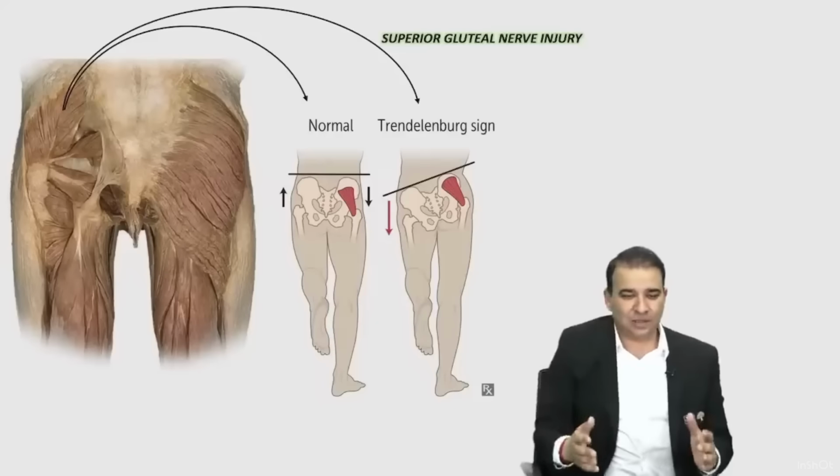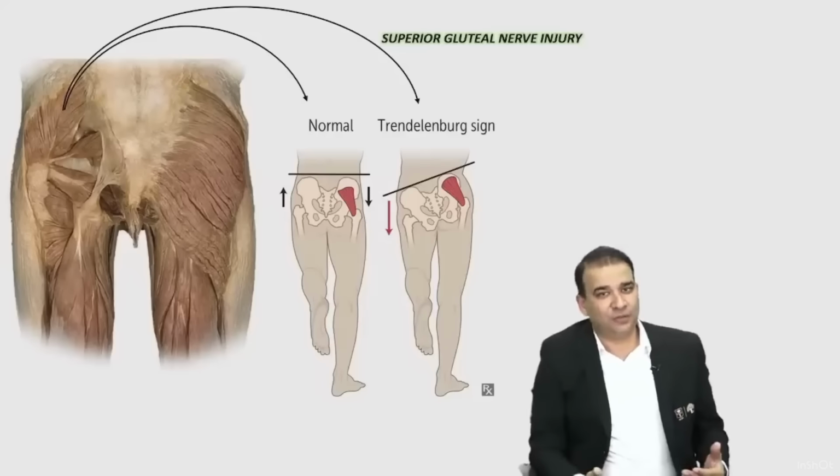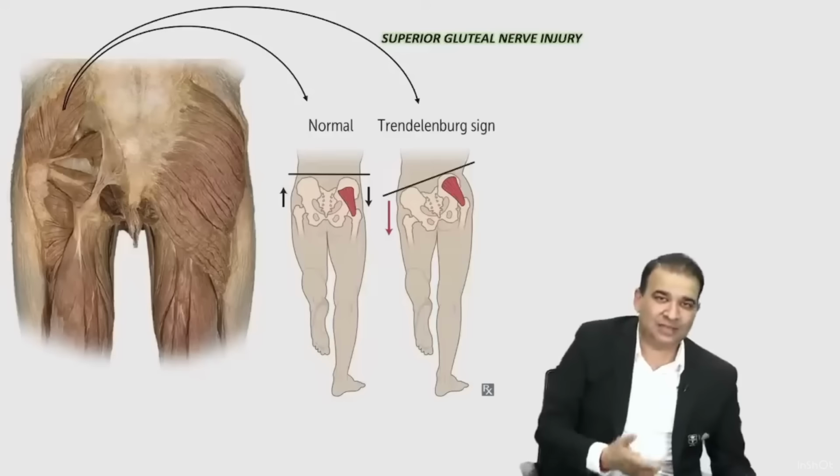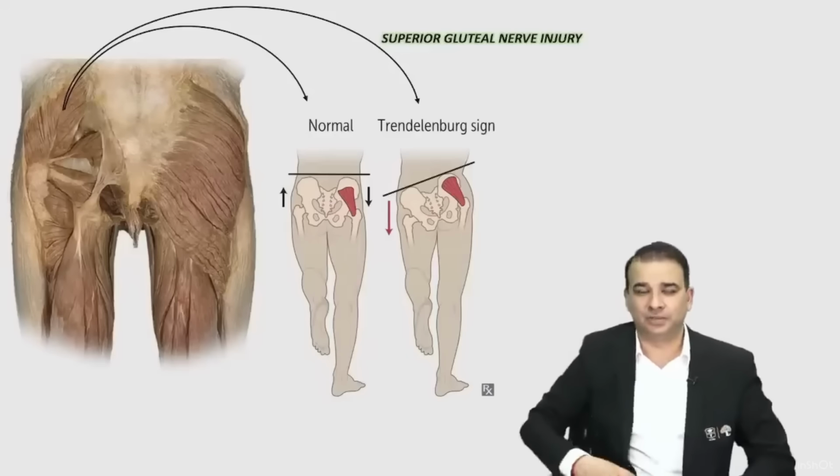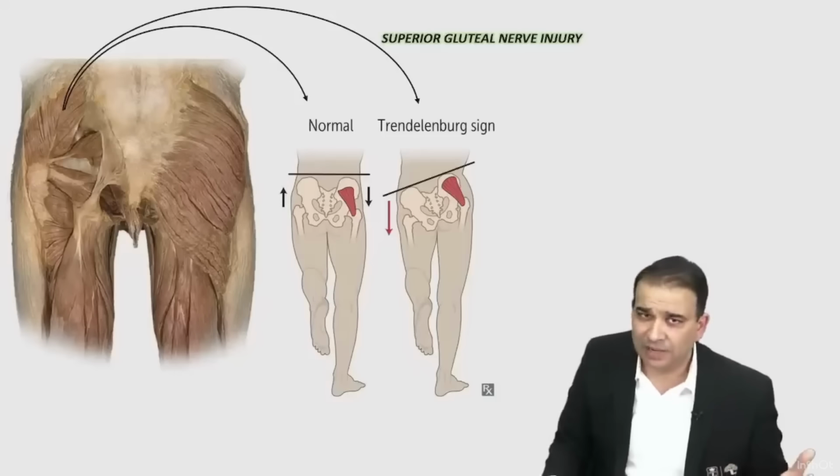So let's say if you ask the patient to raise the left leg off the ground and the left pelvis is dropping, that is because of the right gluteus medius and the right superior gluteal nerve injury. The Trendelenburg test, the Trendelenburg sign.